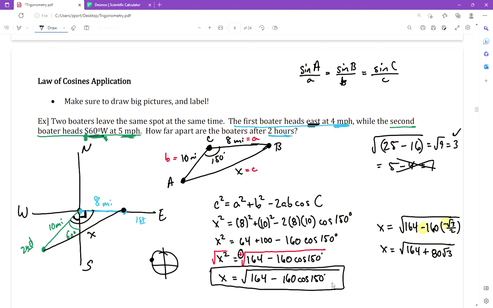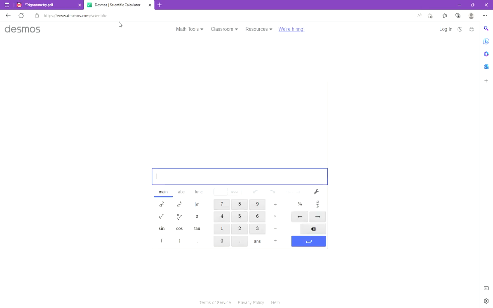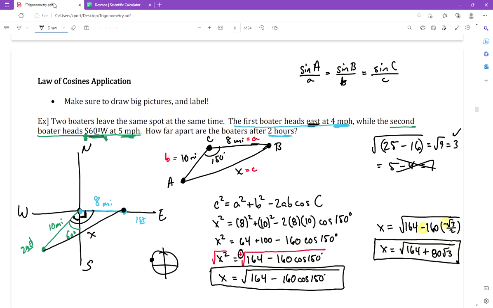Okay, so we have a square root in a square root. There we go. And that's our exact value answer. So that's if we can't use a calculator at all, that's as far as we would want to take it. Now let's go ahead and get the decimal real quick just to see it. Square root of 164 plus 80 square root 3, and we get 17.39. Let's round to 17.4. So x is about 17.4.